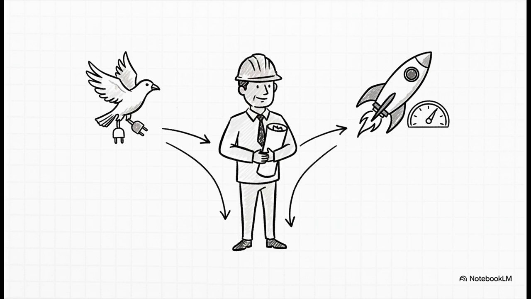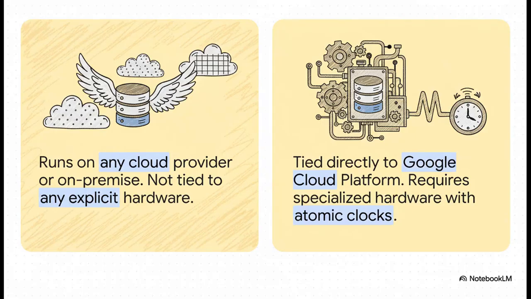What do you care about more? The flexibility to run on any cloud you want, or squeezing every last drop of performance out of the system? And this slide gives you a perfect example of those exact trade-offs. On one side, you've got a database like CockroachDB. It's built for ultimate flexibility. Run it on AWS, Azure, Google Cloud, even your own servers. It doesn't care. On the other side, you have Google Spanner. It is built for raw, blistering performance, but it's totally tied to Google's cloud and needs specialized Google hardware, we're talking atomic clocks, to work its magic. So the real choice here is between portable freedom and deeply integrated power.